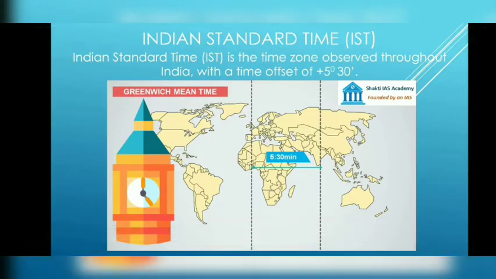Students, today we are going to learn about the Indian Standard Time. Indian Standard Time is the time zone observed throughout India with a time offset of 5 hours 30 minutes. As you can see in the map, the difference between the GMT and the meridian passing through India is 5 hours 30 minutes.